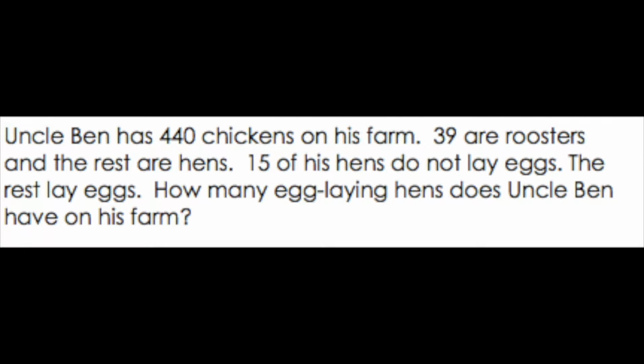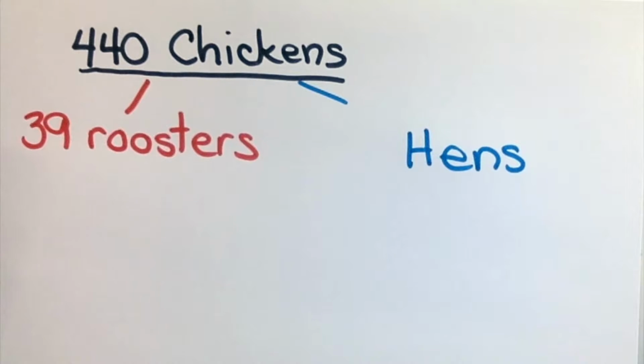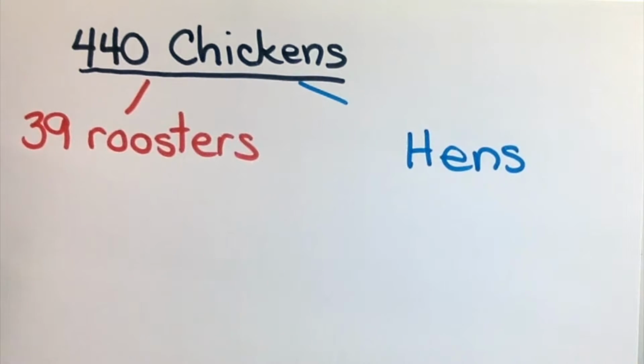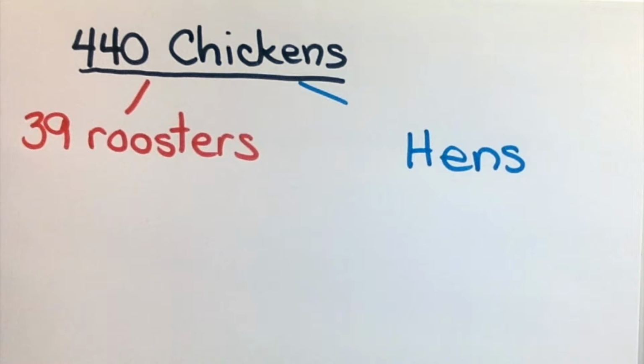All right, back to the problem. Next it says 39 are roosters and the rest are hens. So I'm going to go back to my work, organizing that information. 39 with my label roosters. The rest are hens. Well, I'm not even going to keep going on my problem. I'm going to figure out how many hens are here before we even keep going.